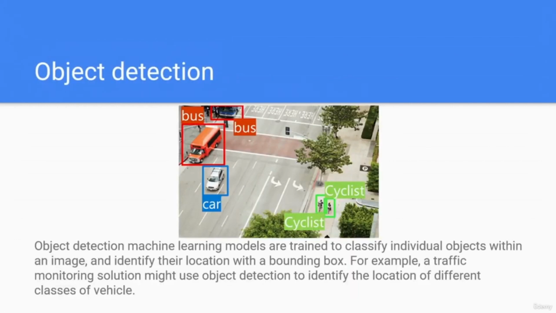All right. Object detection. Object detection machine learning models are trained to classify individual objects within an image and identify their location with a bounding box. For example, a traffic monitoring solution might use object detection to identify the location of different classes of vehicle. So here you can see that the monitoring has detected this is a car, this is a bus, and here this is a bus as well. This is a cyclist, as well as this one. All right, so this has been detected.